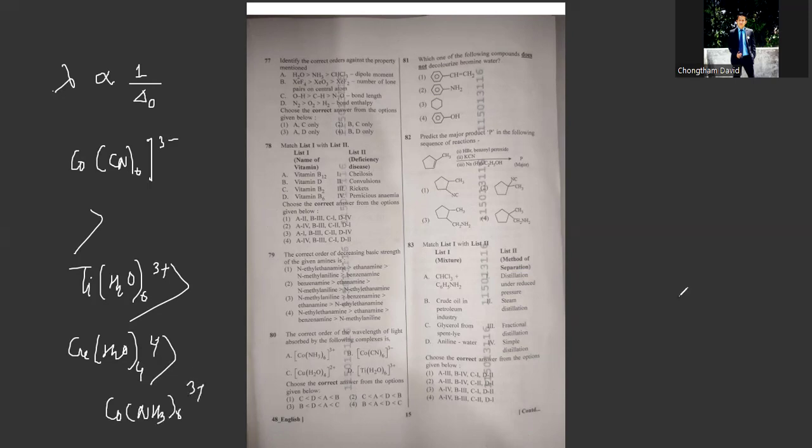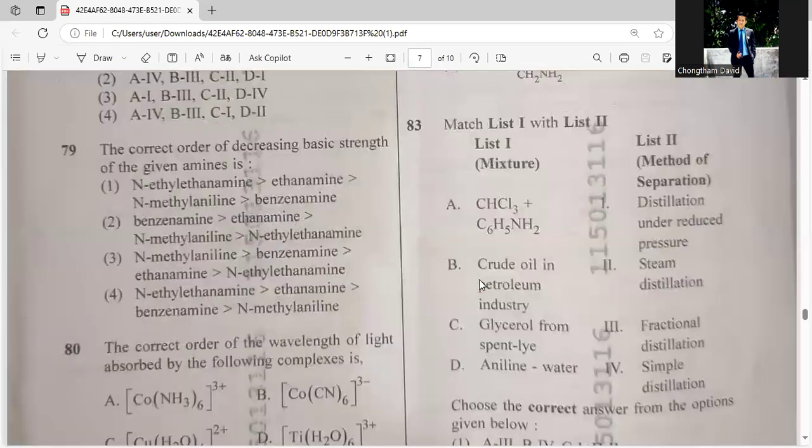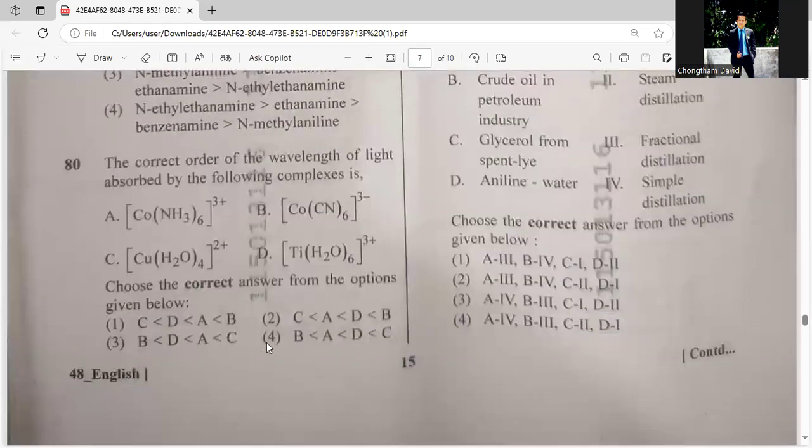So the sequence will be C, D, A followed by B. That means B has the highest. C, D, A, B. Go with this train and you can answer the question easily. For question number 80, let us expand again. So we have just explained it is C, D, A, B, right? So option 1 will be the answer for this question number 80. Moving on to the next question.